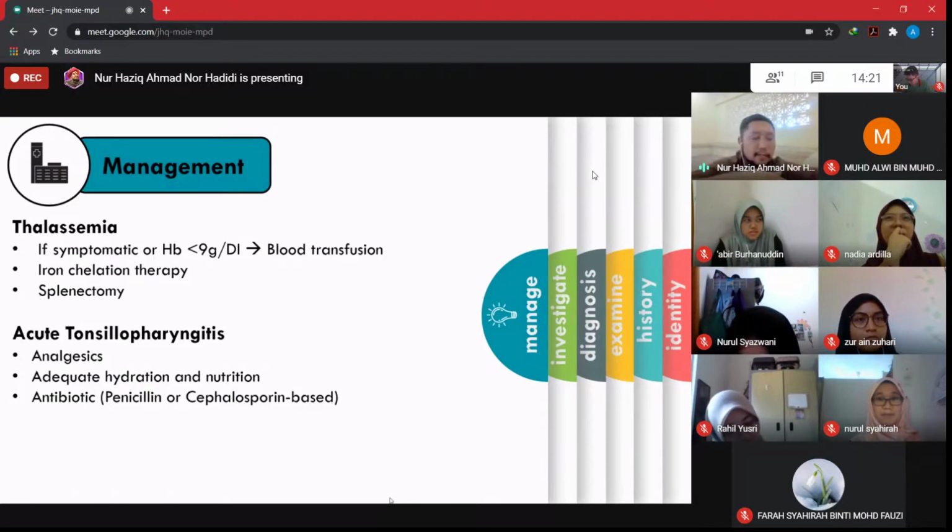Other management that can be done in this patient, in general, is splenectomy.